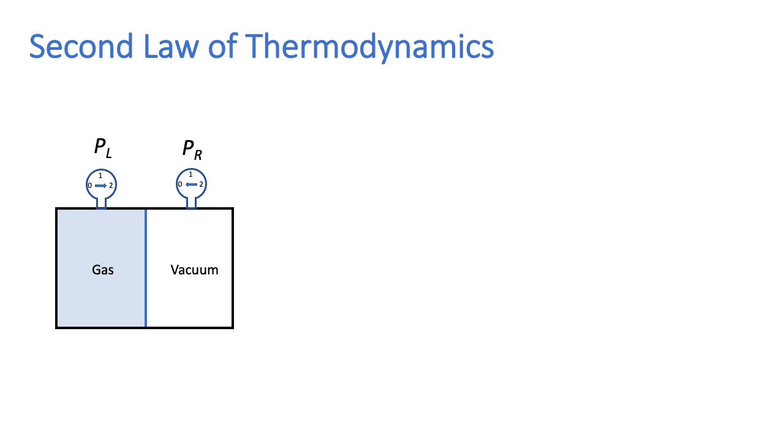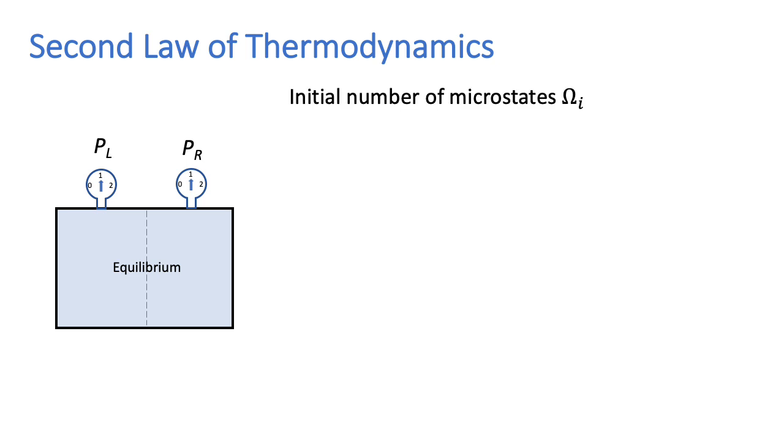Based on this definition, we can now try and understand the second law of thermodynamics. So going back to our initial system, where half of this is filled with gas and the other half is a vacuum, when we remove the partition, the gas fills the entire container and we have a state of equilibrium. Now let's try and understand this in terms of our statistical definition of entropy. The initial number of microstates, which corresponds to the gas occupying only half the container, is omega I. The final number of microstates, which corresponds to the gas filling the entire container, is omega F.